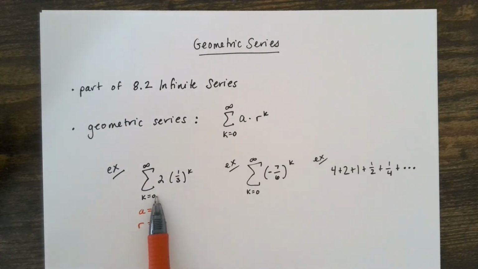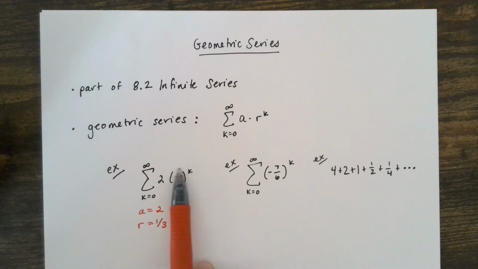When you plug in values of k here, it's the exponent only on the 1/3. So you have 1/3 raised to the 0, to the 1, to the 2, etc. And then whatever you get as that output, you just multiply it by 2. So the 2 doesn't get an exponent.